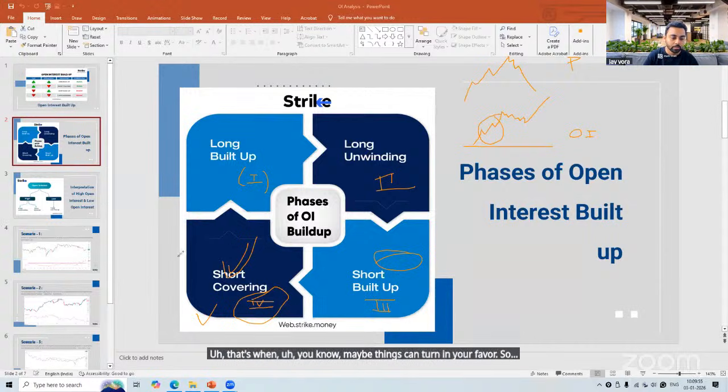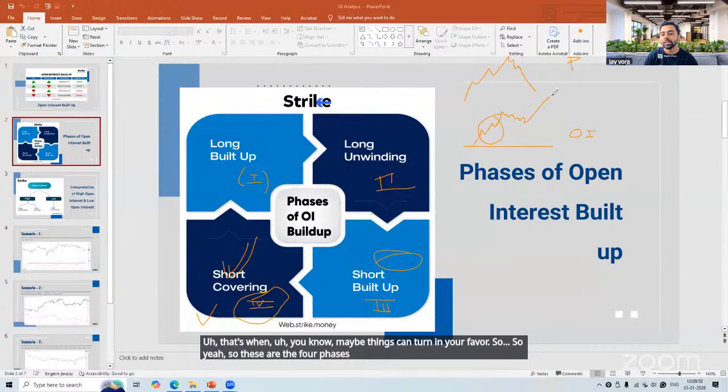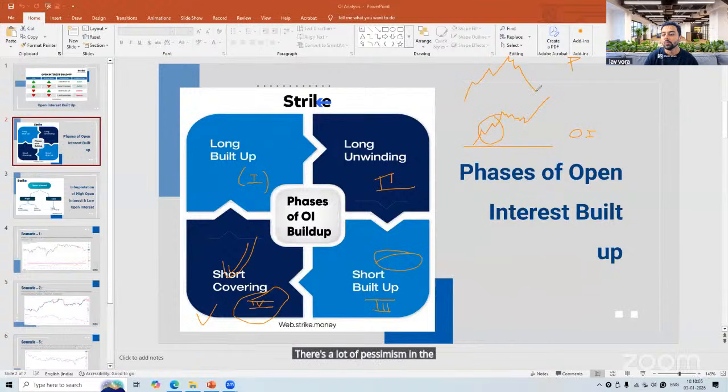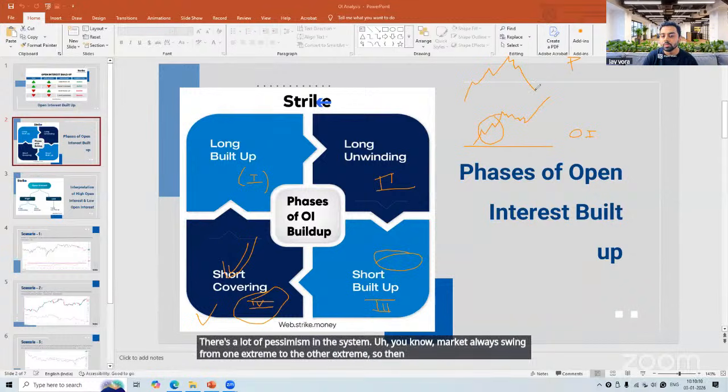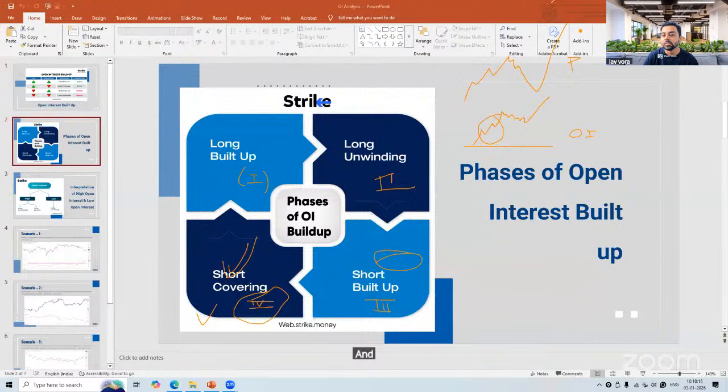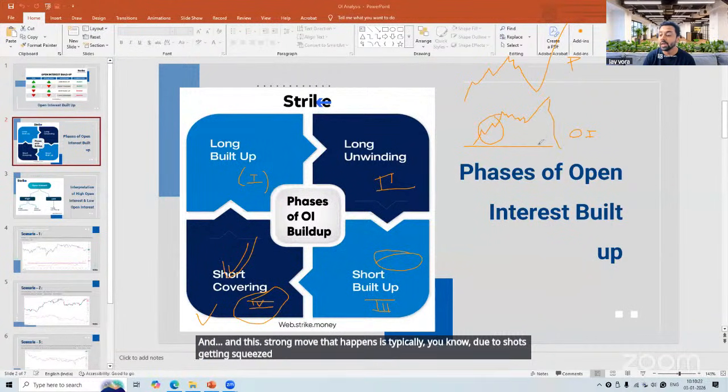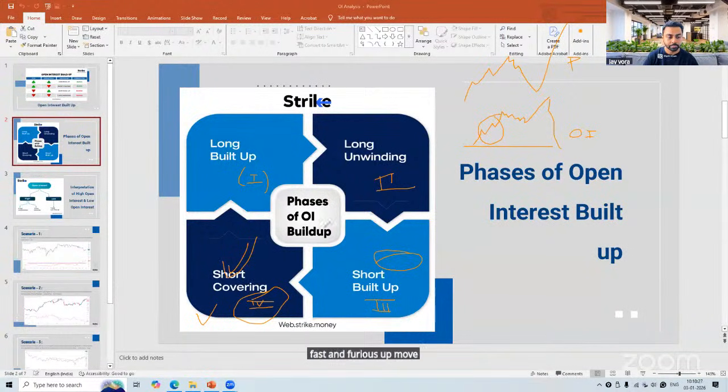So these are the four phases. Typically what happens is that because there is a lot of short built up and a lot of pessimism in the system, the market always swings from one extreme to the other. So eventually things will turn around and it will start rising higher, and this strong move is typically due to shorts getting squeezed, and that usually results in a very fast and furious up move. So this is the phase that is very, very rewarding.